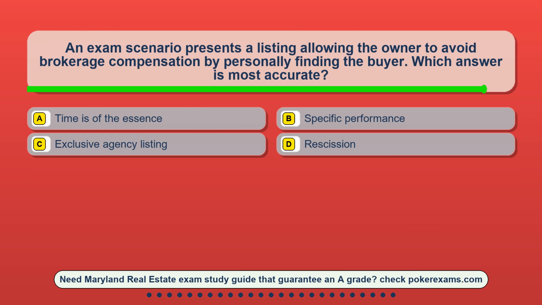Question 17. An exam scenario presents a listing allowing the owner to avoid brokerage compensation by personally finding the buyer. Which answer is most accurate? Option A, time is of the essence. Option B, specific performance. Option C, exclusive agency listing. Option D, rescission.